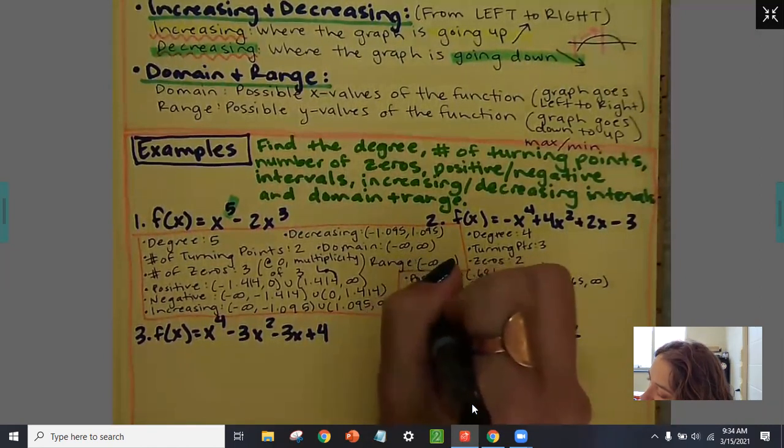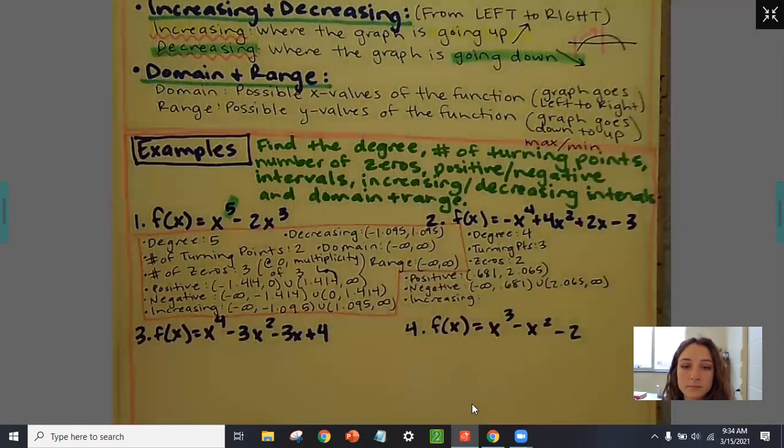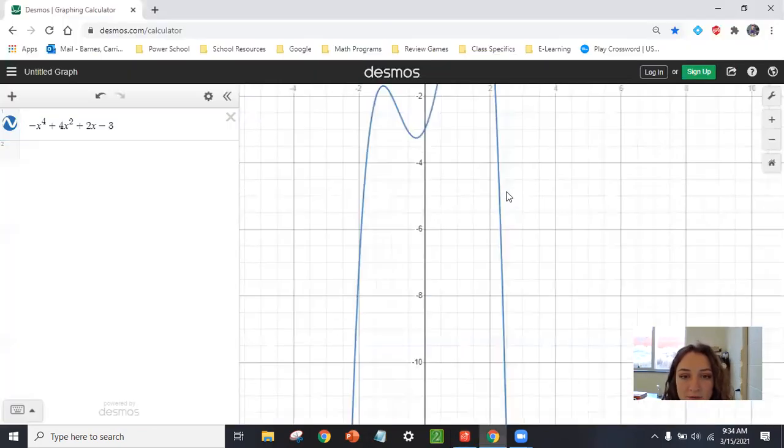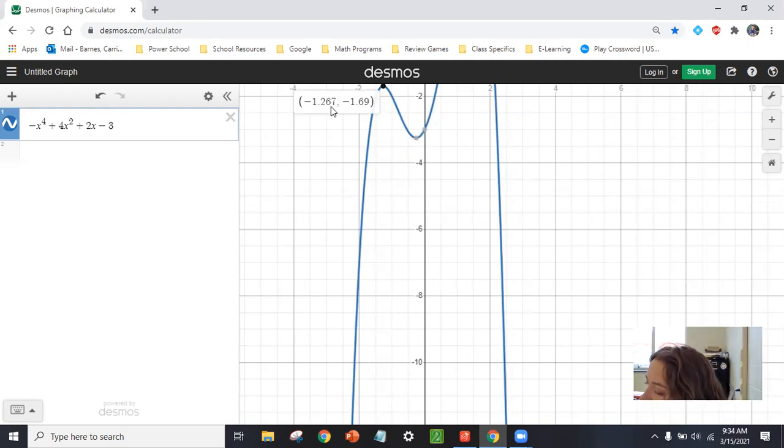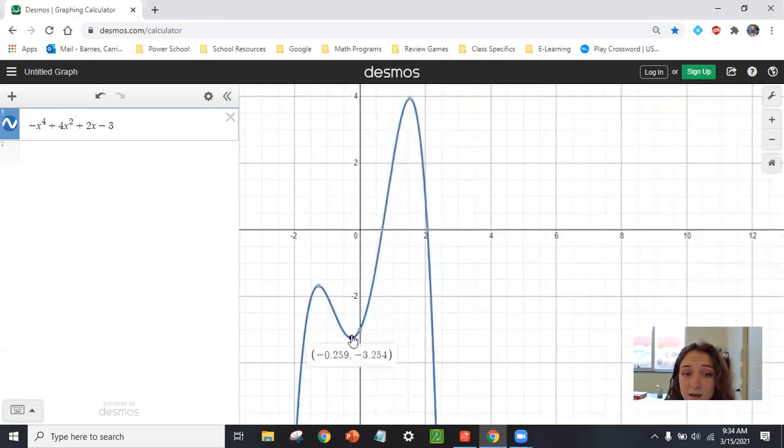Okay, let's go look at the increasing now. All right, and this function was increasing from negative infinity up until this point right here, which is negative 1.267. So from negative infinity to negative 1.267, it was increasing. Then it's decreasing from here to here. Then it's increasing again from here until up here. So from negative 0.259 to 1.526 is increasing. All right, from here to here.